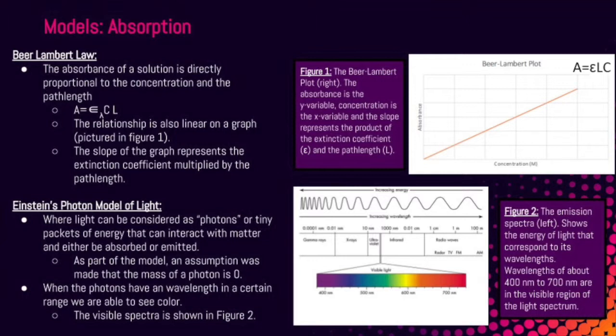Einstein's photon model of light defines light as a massless tiny particle called a photon. The energy of this particle is affected by its wavelength, which determines which region of the light spectrum it falls in. This spectrum is shown in Figure 2. In this experiment, we observed photons with wavelengths in the visible light region, which was about 400 to 700 nanometers.